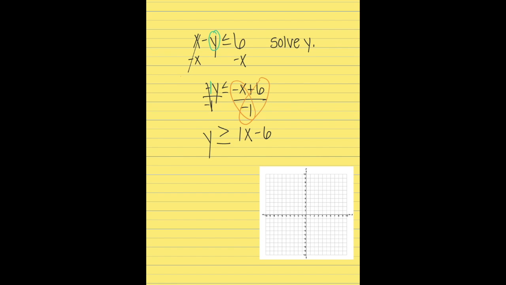Now, I'm going to say this, not to discourage you, but to let you know, you've got to be able to solve for y. Regardless if it's an inequality, if it is just an equation, solving for y.